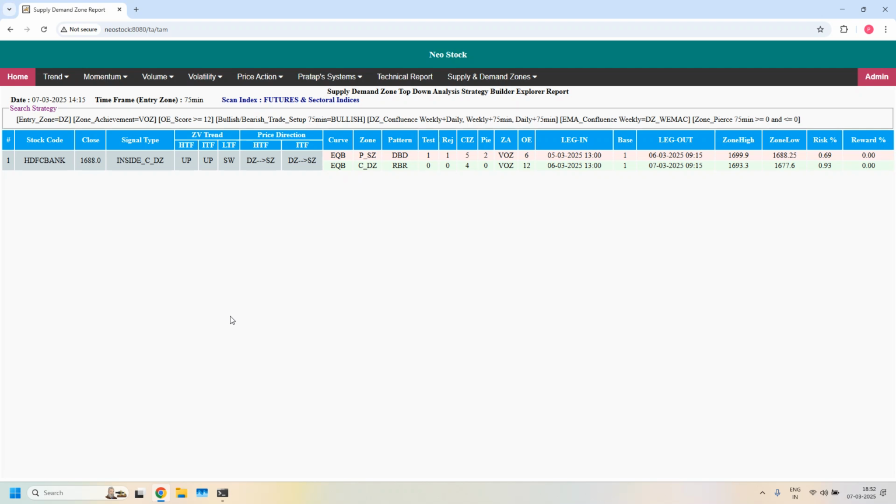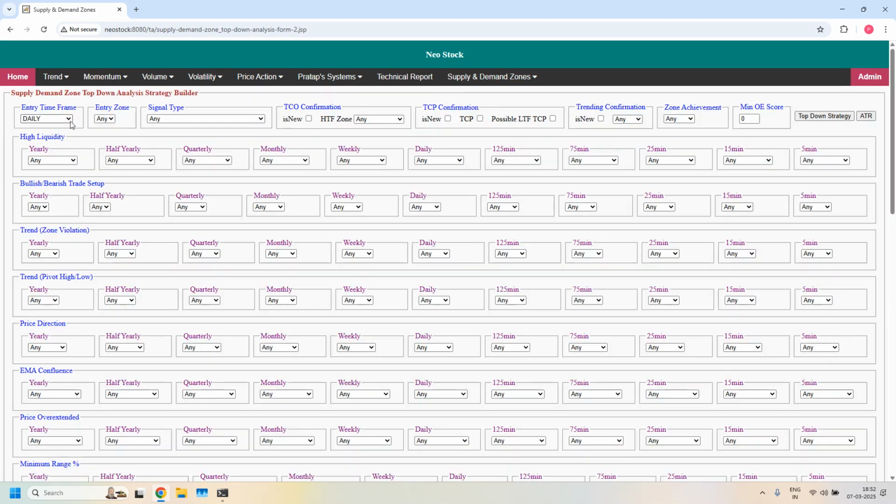So this is the bullish trade setup for weekly income trade. Next, the bearish trade setup for weekly income trade. Entry time frame is 75 minutes. Entry zone is supply zone for bearish trade setup.